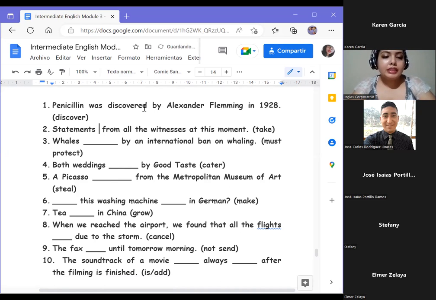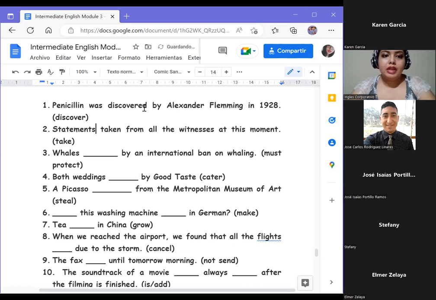Then we have number 2, statement. Then we have this phrase, from all the witnesses at this moment, and we have the verb take. How can we write that verb in this sentence? We're taken. Taken is okay. So then we need the verb to be for a statement, plural. We are going to use? Are. And then we are going to add being in that case. Are being taken for all the witnesses at this moment.